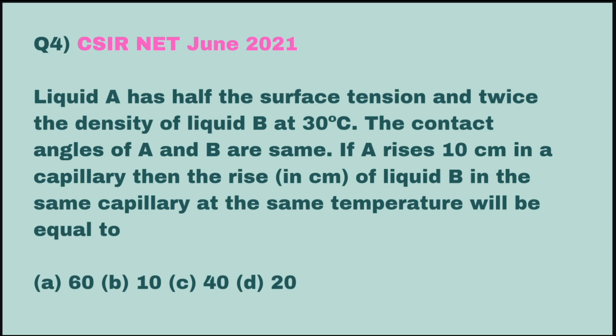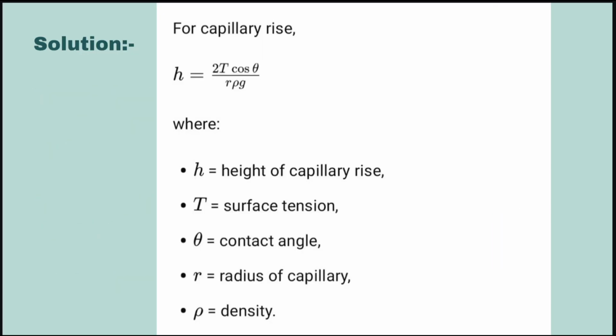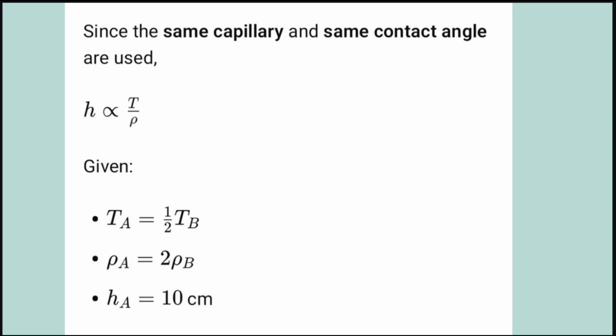Now let's move to the solution. For capillary rise, h is equal to 2 into T into cos theta divided by r rho g. Here h is the height of capillary rise, T is surface tension, theta is the contact angle, r is the radius of the capillary and rho is the density. This is the formula for capillary rise. Now we'll substitute values.